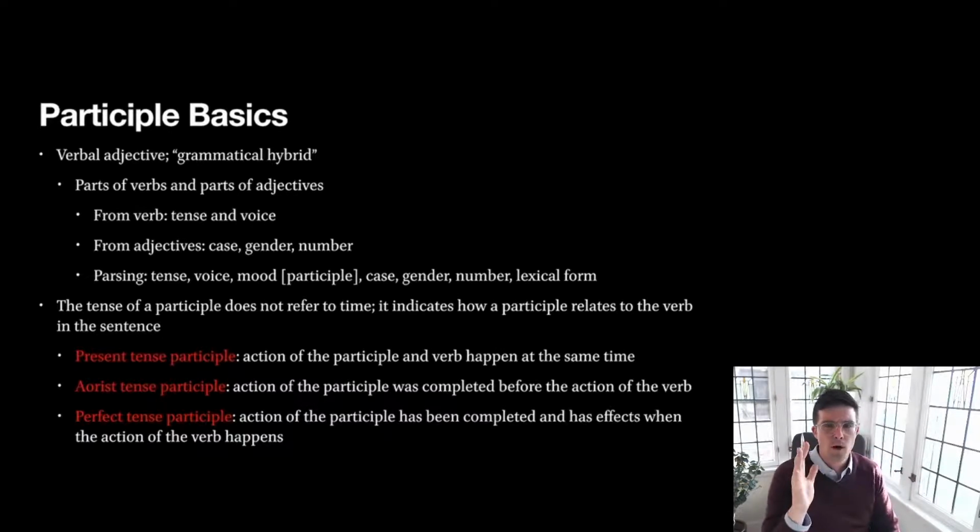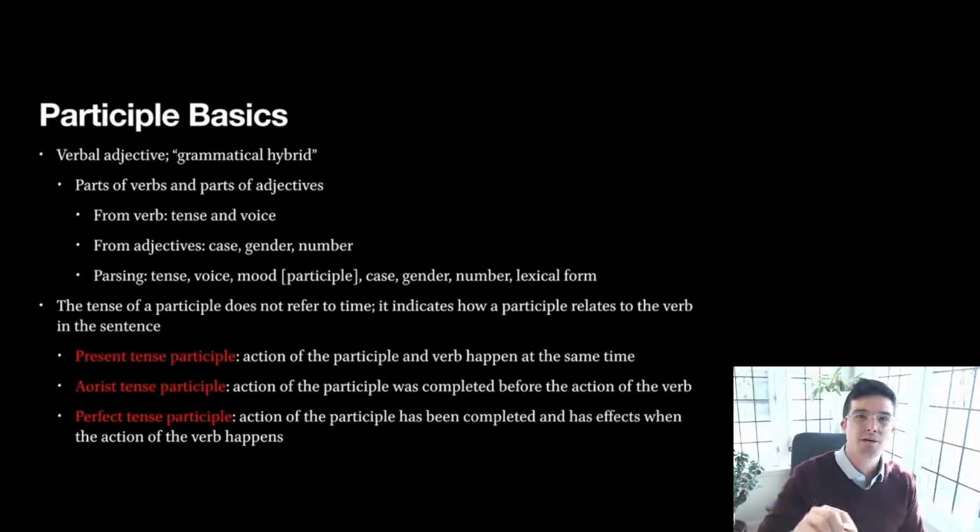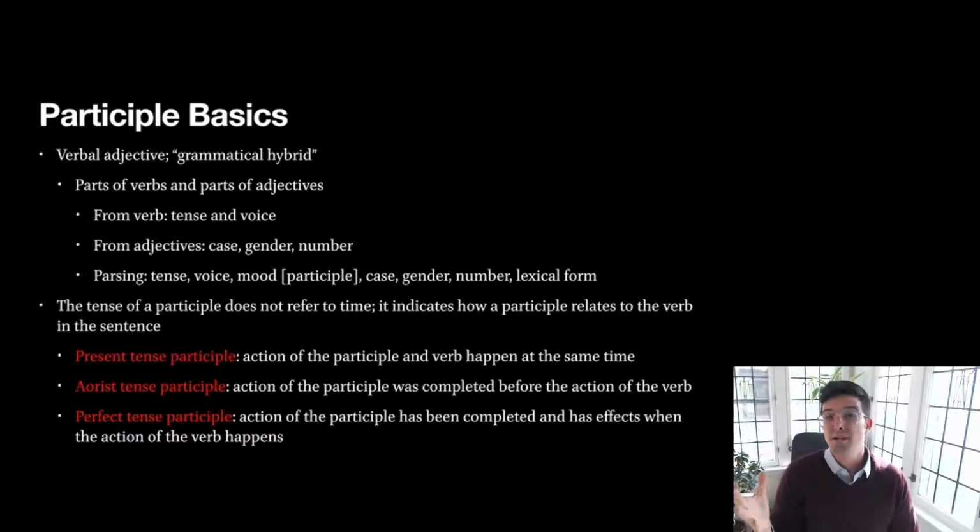So I want to make one remark from the outset here. We're going to come back to this later on in another video, but I want to make sure I introduce it here so I kind of plant it into your brain. It's going to come back later and we'll expand on it. And that is that when we're talking about tense with participles, we're going to have 3 different tenses of participles. They're either going to be present tense or aorist tense or perfect tense.